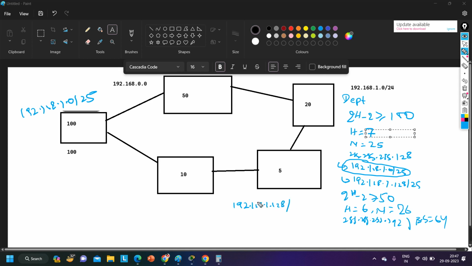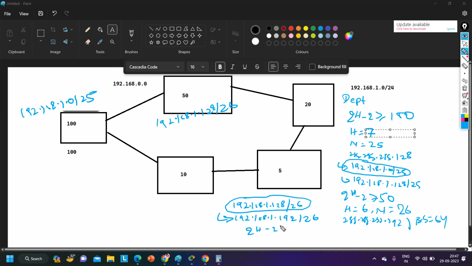128/26, and the second network is 192.168.1.128/26. I will give this network to department 2. And again here we will perform subnetting.